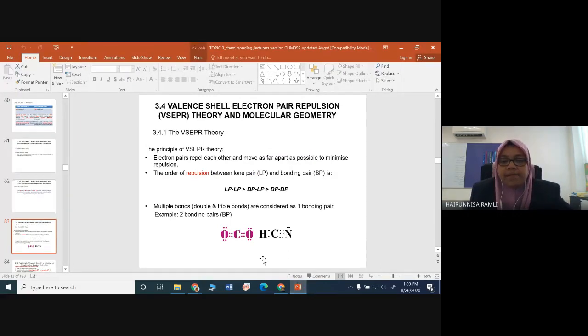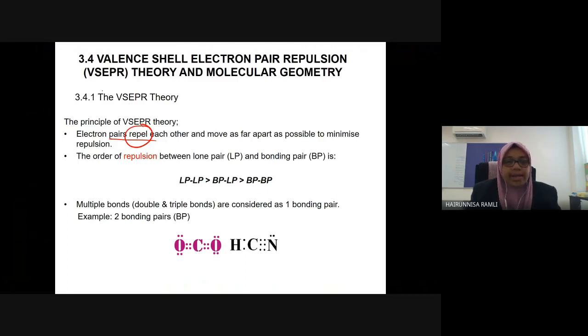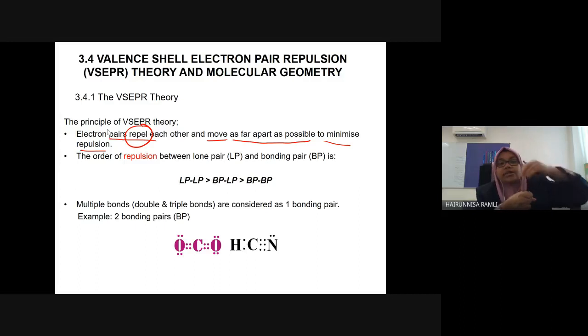So this VSEPR theory, okay, dia ada prinsipal dia actually, elektron, saya cakap tadi banyak kali, pairs will repel each other. Dia tak suka kan, negatif dengan negatif. So that's why it will move as far apart as possible to minimize the repulsion. Again, saya explain balik, kalau boleh dia nak duduk jauh-jauh lah. Tapi sebabkan dia terikat dengan the central atom, so that's why dia masih terikat tapi dia akan sejauh yang boleh dia pergi.